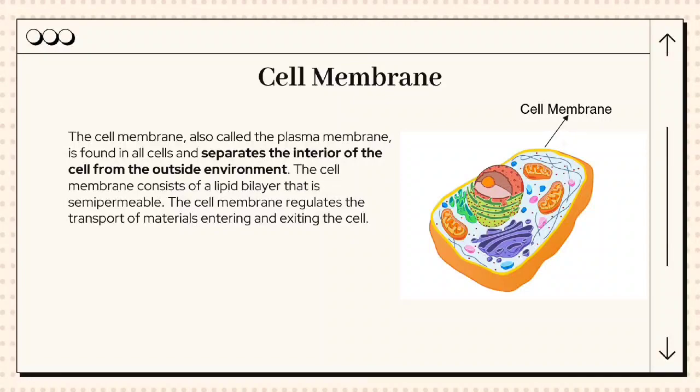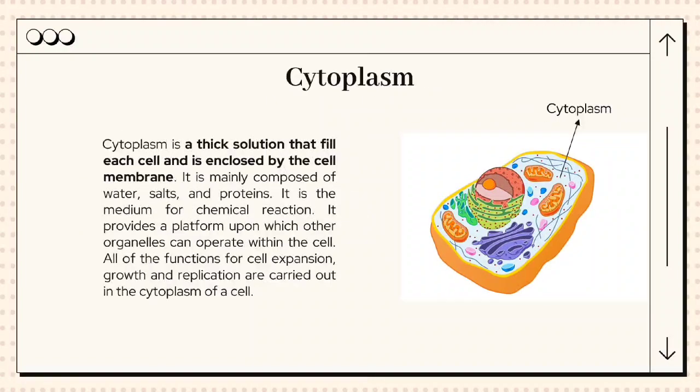The cell membrane regulates the transport of materials entering and exiting the cell. The cell membrane is present in both plant and animal cells. Cytoplasm is a thick solution that fills the cell and is enclosed by the cell membrane. It is mainly composed of water, salts, and proteins. It is the medium for chemical reactions. It provides a platform upon which other organelles can operate within the cell. All of the functions for cell expansion, growth, and replication are carried out in the cytoplasm of a cell.